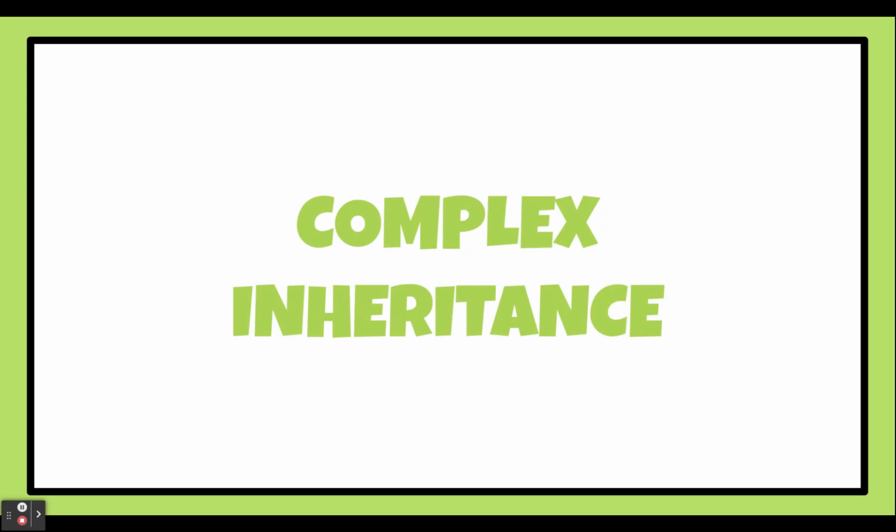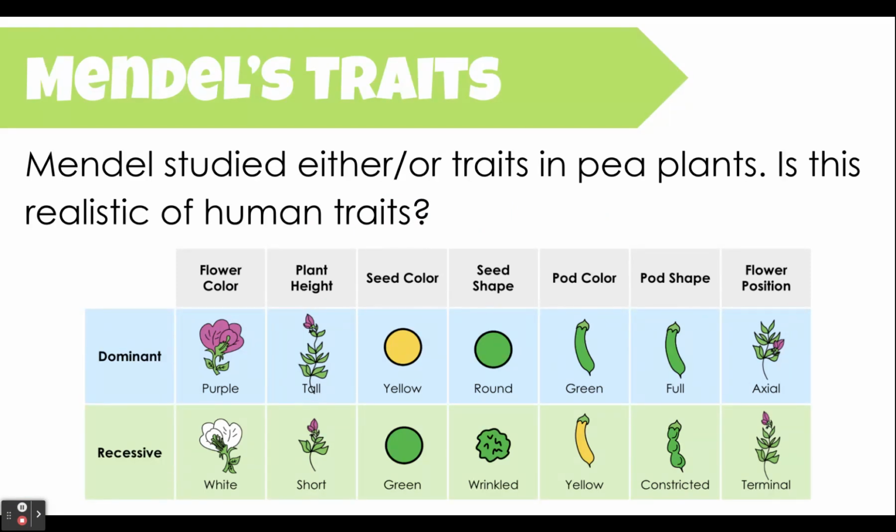Hey everyone, in this video lecture, we are going to be learning about the topic of complex inheritance, which means we are not dealing with simple Mendelian traits anymore. We've talked about Gregor Mendel and his work studying the pea plants. The problem with the work of Gregor Mendel is that he was studying what we would call either-or traits in these pea plants. So for example, for flower color, it was either purple or white. The plants wouldn't be any other color. They would be tall or short, green or yellow, round or wrinkled, and so on.